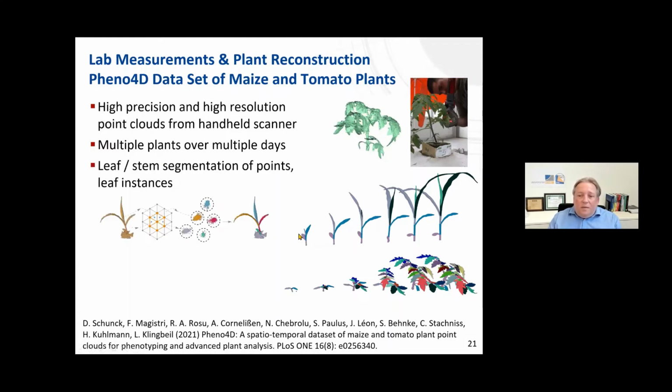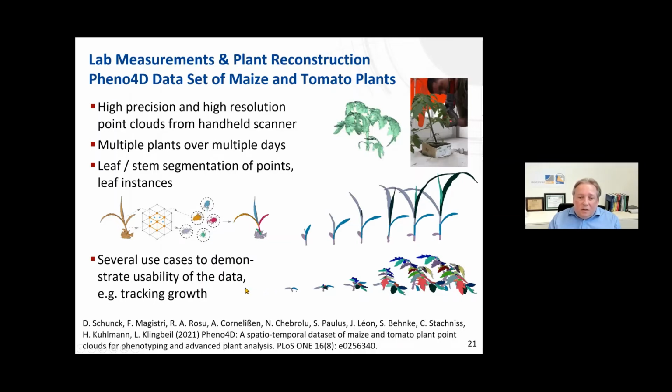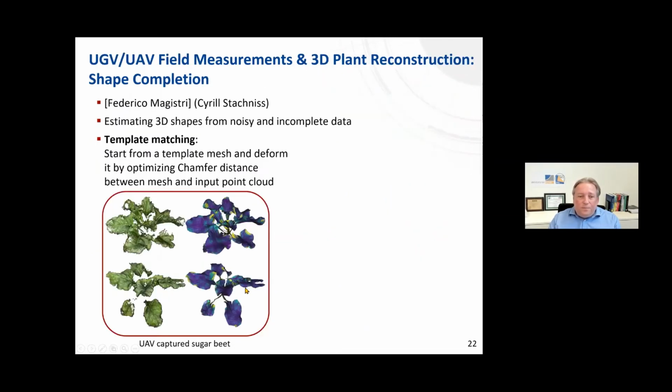And then we get data like this, where we can apply machine learning methods, for example, for segmenting the individual leaves, as done by my student Alex with his LatticeNet approach. But there are also several other interesting use cases that already use this data, for example, for associating the leaves over time and modeling the growth of these leaves.